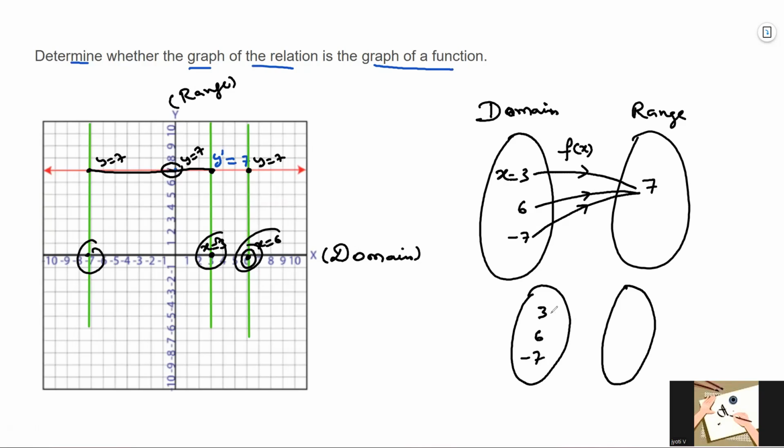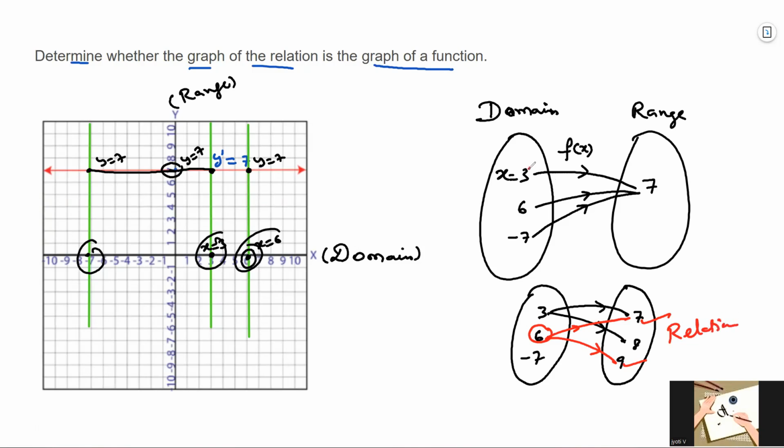In case we have more than one element here, the number 3 is mapped to 7, and 3 is mapped to 8 also. Maybe number 6: 6 is mapped to 7 and 6 is mapped to 9 also. If this kind of thing happens, that means for a particular input, you get more than one output, then such a formula is a relation. So this is a relation.